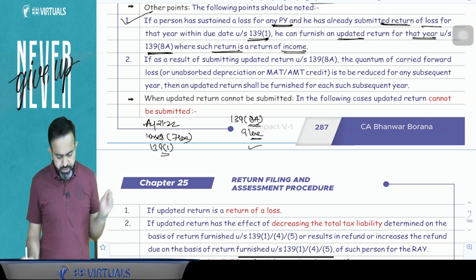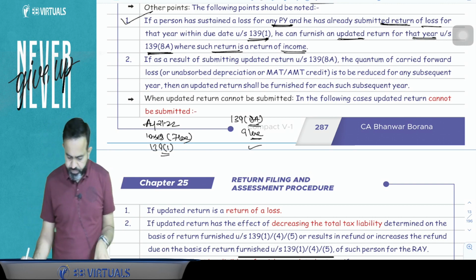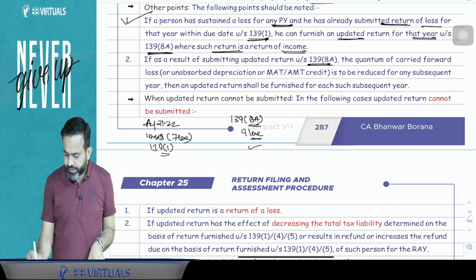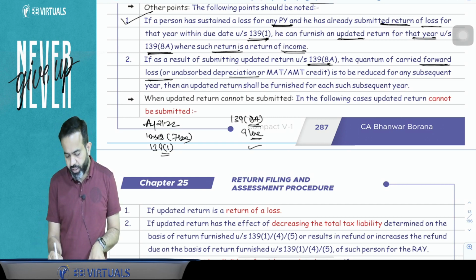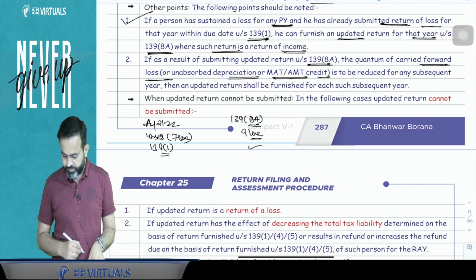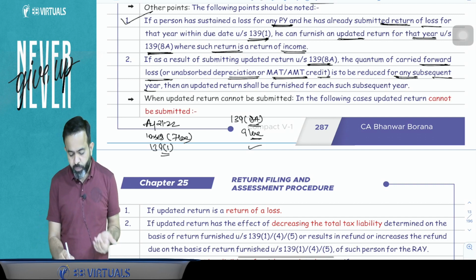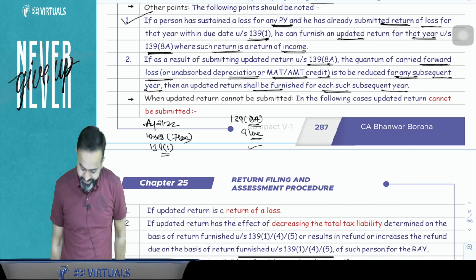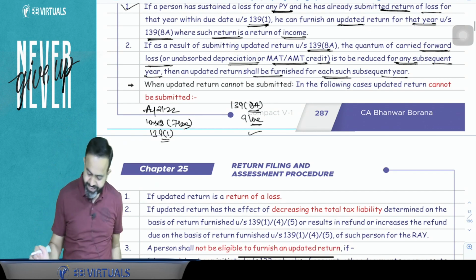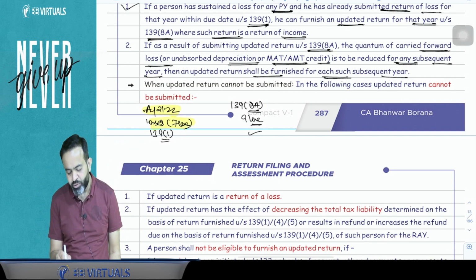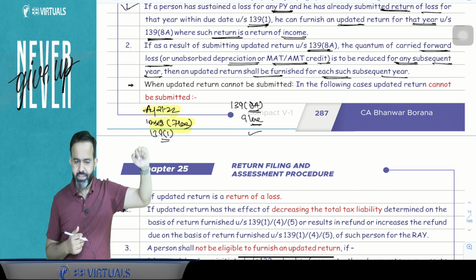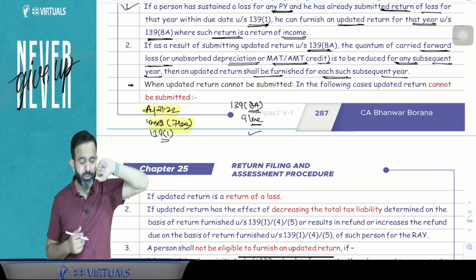But there is one catch on the second point. This point says that if as a result of submitting updated return under section 139(8)(a), the quantum of carry forward of losses or unabsorbed depreciation or MAT/AMT credit is to be reduced for any subsequent year, then updated return shall be furnished for each of the subsequent years also. Suppose earlier you declared losses of 7 lakh rupees, you filed the return, and this year's losses you will carry forward to the next year, and in the next year there may be a possibility that you have set off those losses.